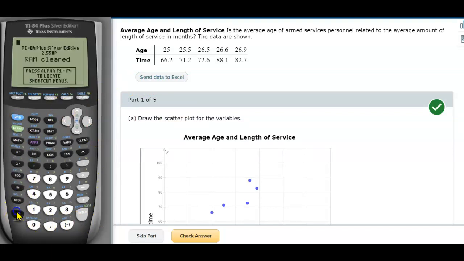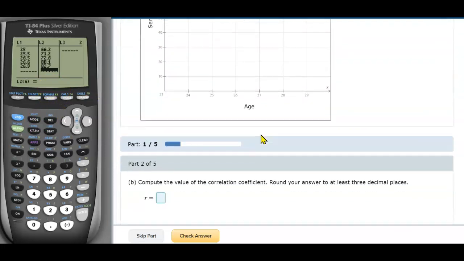So, we're going to start with going to statistics and edit number 1. Go, and you are supposed to enter the x's here in L1 and the y's in L2. So for the x's, it's going to be 25, enter, 25.5, enter, 26.5. I'm going to stop the video again, right? Okay, I'm done inserting all the numbers in the table, so you can double check whether the numbers are correct or not.